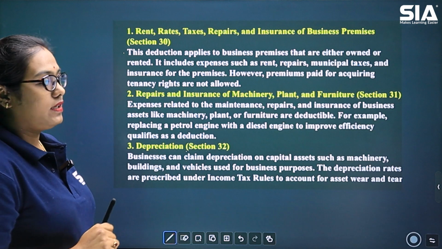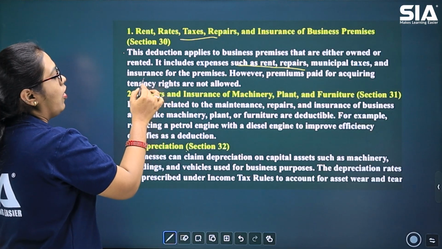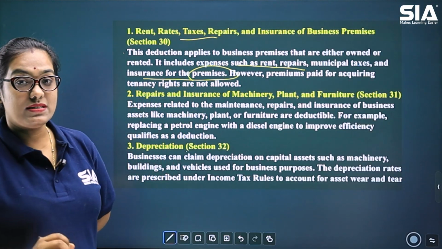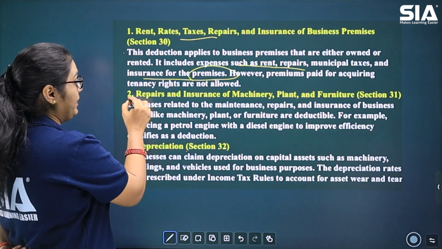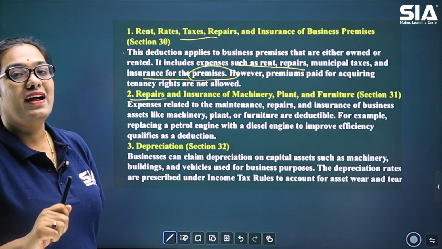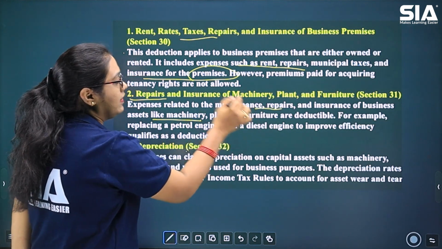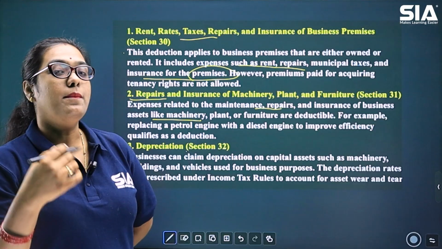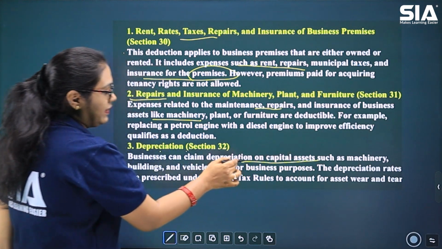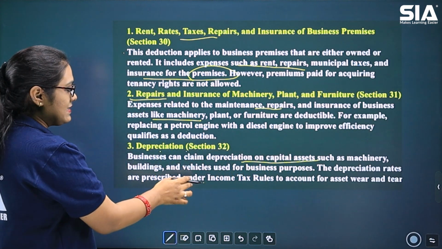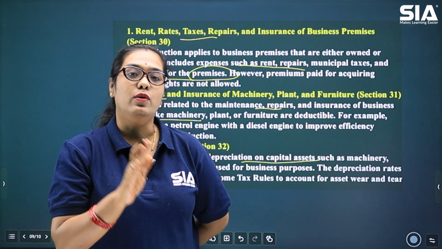Here we'll start with section 30, which is about rent, rates, taxes and repairs. So it includes, as I told you, rent and repairs of the premises. Here when we are talking about premises, it is about the building where the business is carried out. Okay. Then, repairs and insurance of machinery, plant and furniture. This is under section 31. So it is about any kind of repair that the business takes up for the machines, plant and furniture. Then about depreciation, as I told you, we can claim depreciation on all the capital assets, and this has been prescribed under the Income Tax Act, and it will be calculated based on the written down value method.